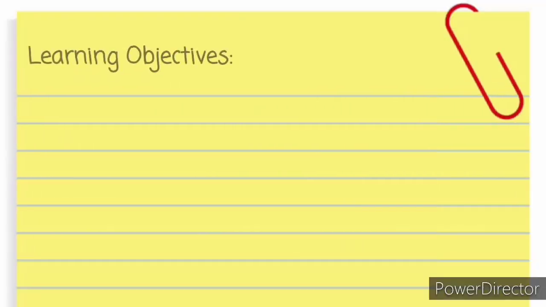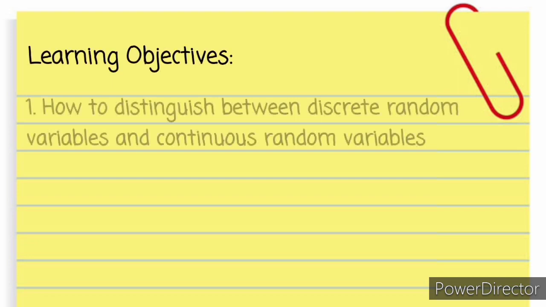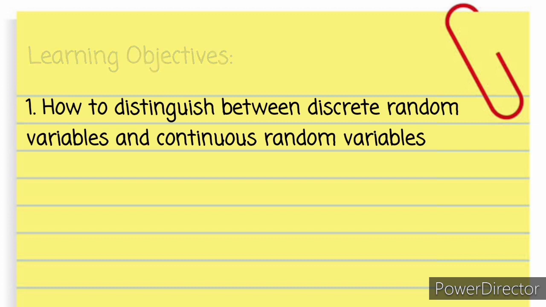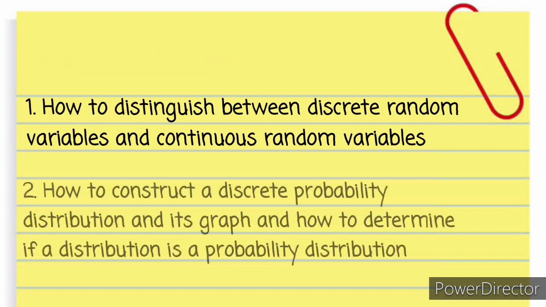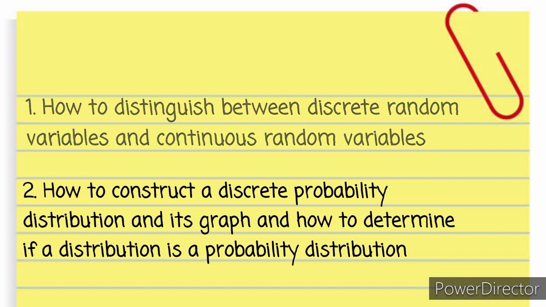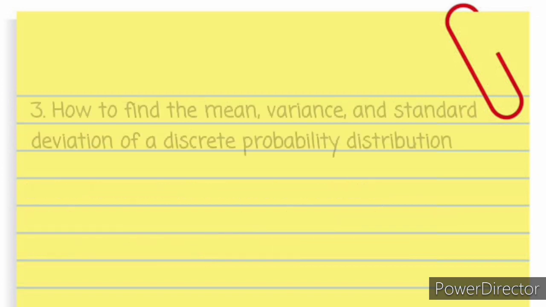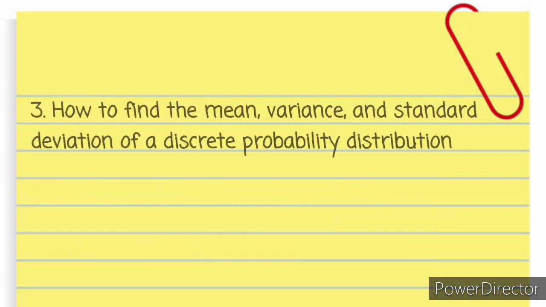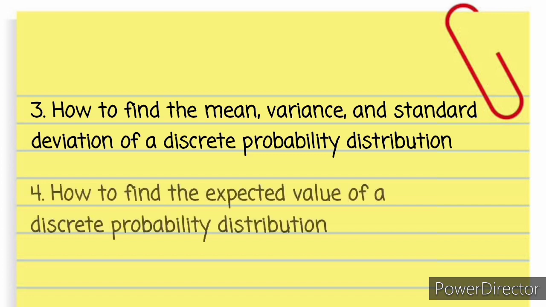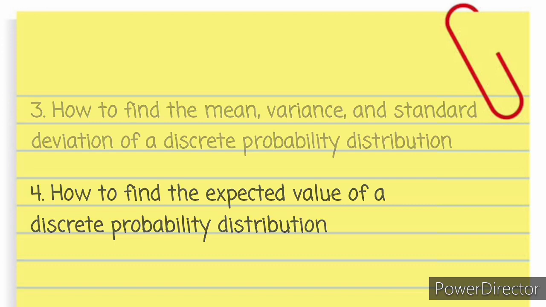Learning objectives. Number 1. How to distinguish between discrete random variables and continuous random variables. Number 2. How to construct a discrete probability distribution and its graph, and how to determine if a distribution is a probability distribution. Number 3. How to find the mean, variance, and standard deviation of a discrete probability distribution. Number 4. How to find the expected value of a discrete probability distribution.